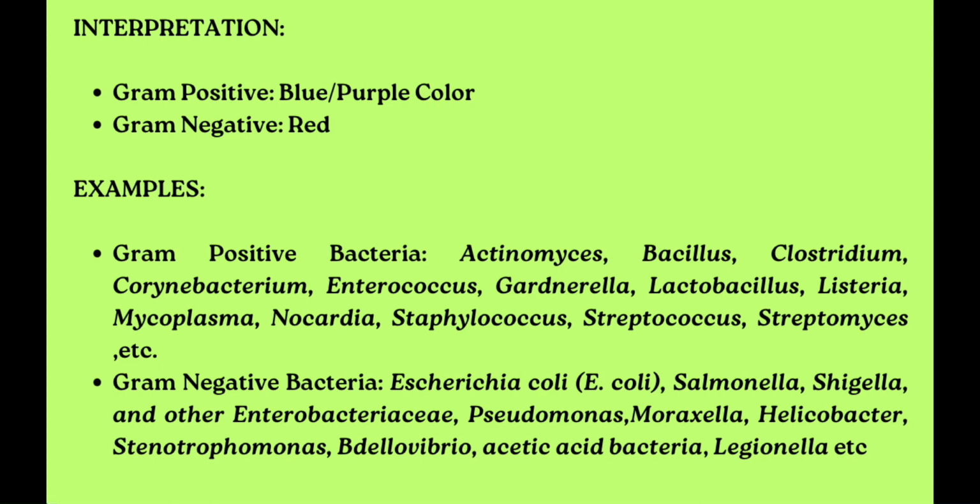Gram-negative bacteria include Escherichia coli, Salmonella, Shigella, and other Enterobacteriaceae, Pseudomonas, Moraxella, Helicobacter, Stenotrophomonas, Bdellovibrio, acetic acid bacteria, Legionella, etc. So this is all about gram staining.